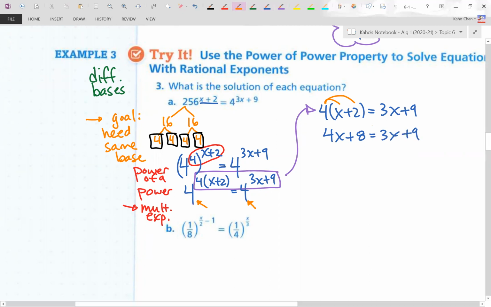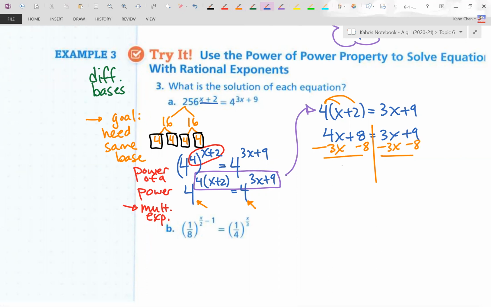Let's go ahead and solve. I have x on both sides. I've got to move those together first. And to save space, I'm going to move the 8 to the other side. I like to do that. Save a step. 9 minus 8 is 1. And that is your answer.